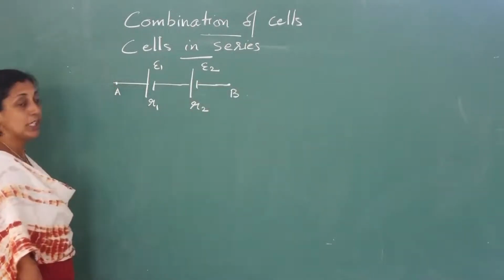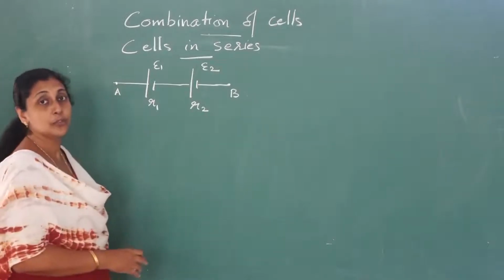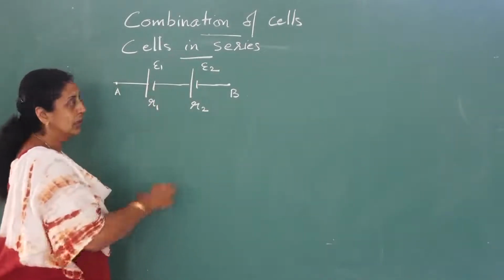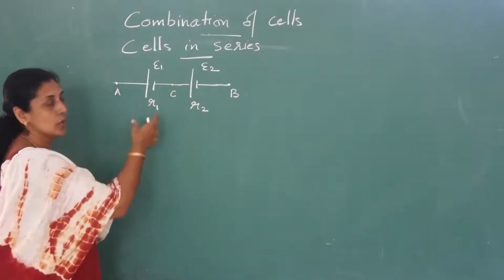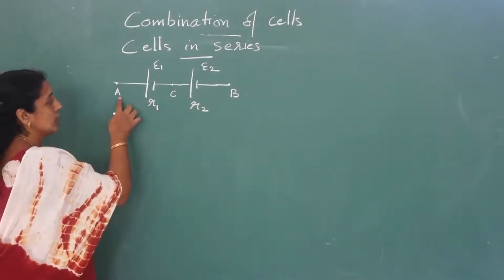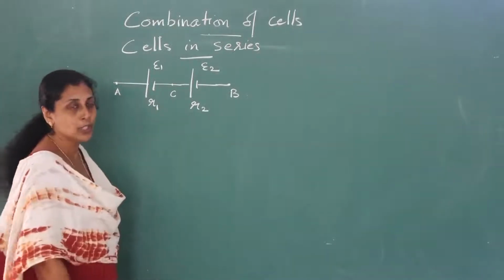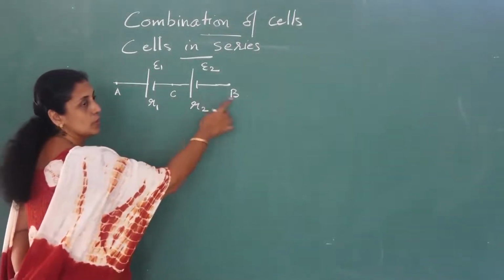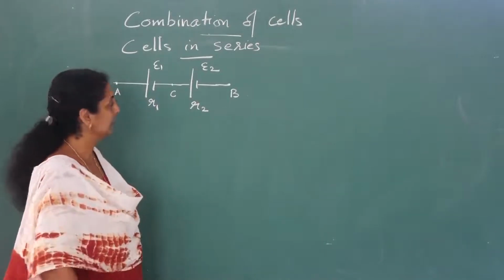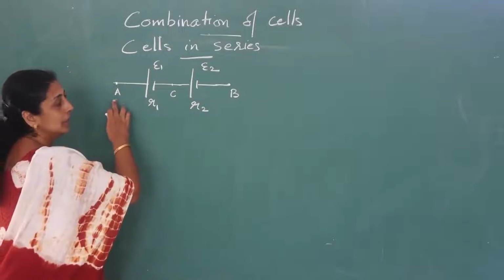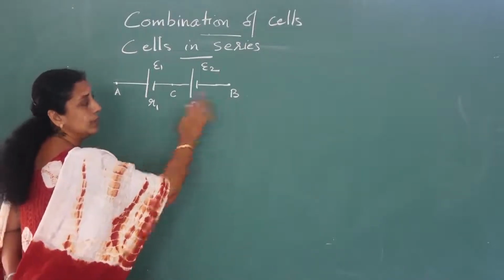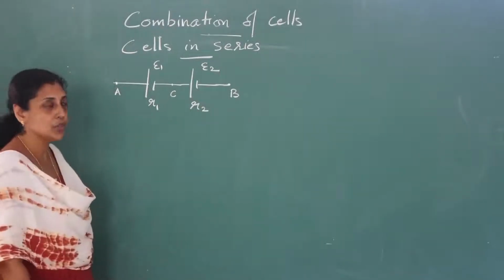Okay? If I label the junction between the cells as C, the potential drop across the first cell is across the points AC. The potential drop across the second cell is across the points C, B. And the total potential drop across the combination will be across A, B. So let us consider it individually.